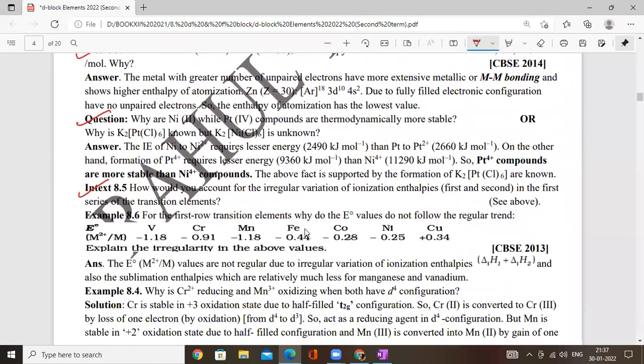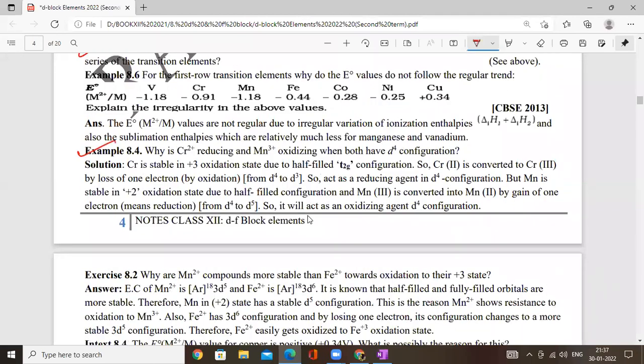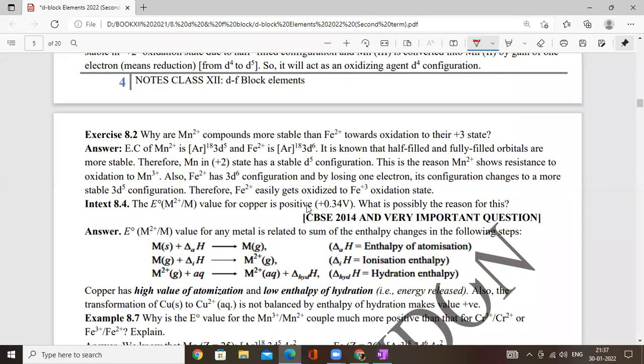How will you account for the variation of ionization enthalpy? Why does it follow an irregular trend? The reason I told you, because it depends upon size and ionization energy, which do not follow a regular trend. Then this question also we have done. Why Cr2 positive and Mn3 positive, although both are in d4 configuration? We have done this question. Then why are Mn2 positive compounds more stable than Fe2 positive? This also we have done. ये तो ऑलरेडी स्टेबल है ही इस ऑक्सीडेशन स्टेट में, ये 2 से 3 में जाएगा हाफ फील्ड की वजह से. बट जो सबसे इंपॉर्टेंट क्वेश्चन है वो ये है जो मैं डिस्कस करने जा रहा हूं कि E naught value of copper 0.34 क्यों होती है.